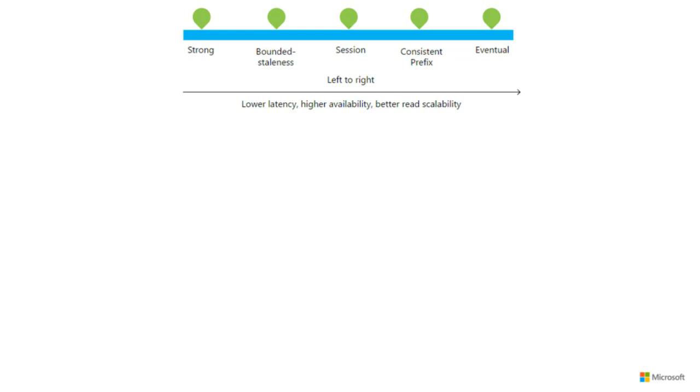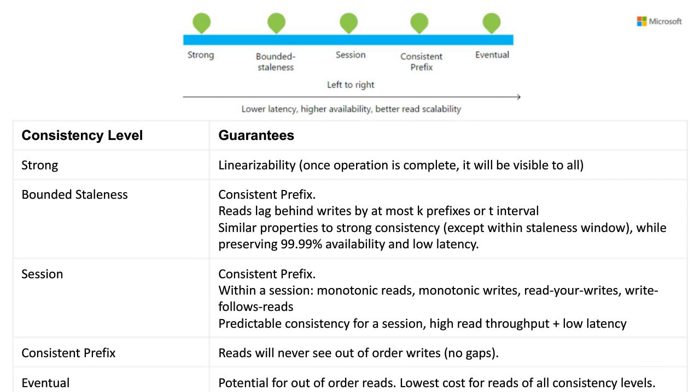Now, strong consistency is, I think, what's well understood. Basically, we guarantee this concept called linearizability, meaning that when you complete a write operation, it's immediately made visible to all subsequent read and write operations. You'll never see a stale read.